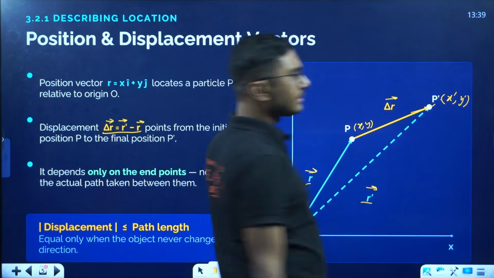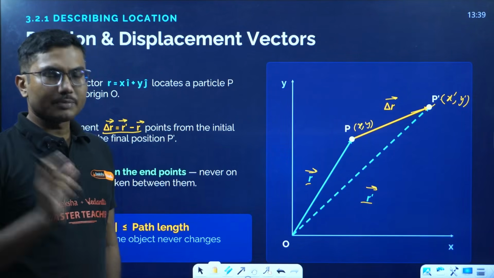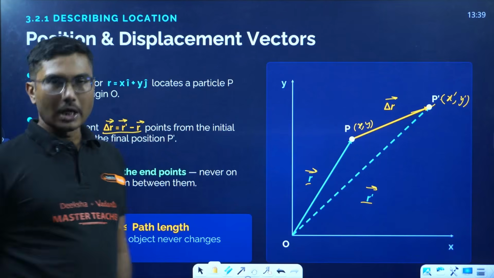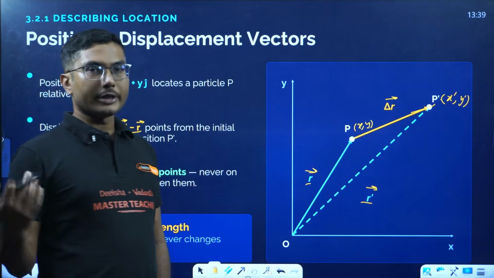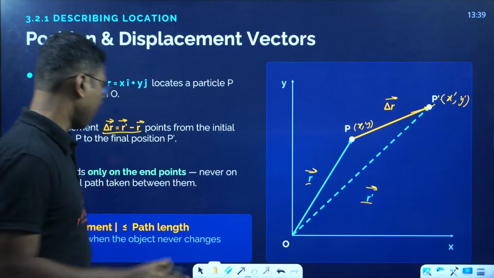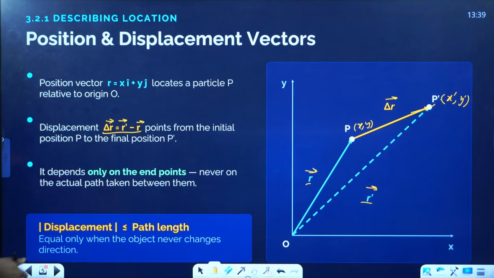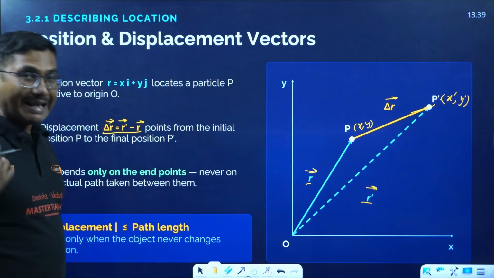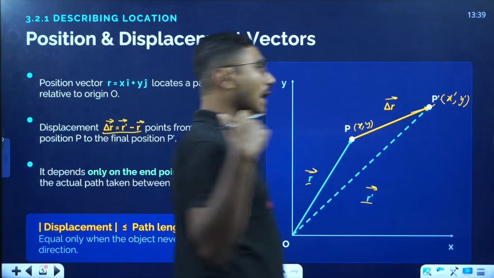Displacement is always a straight line path. It's the shortest path between 2 points. Displacement is the shortest path between 2 points, that is called displacement. Now displacement is always less than or equal to path length.